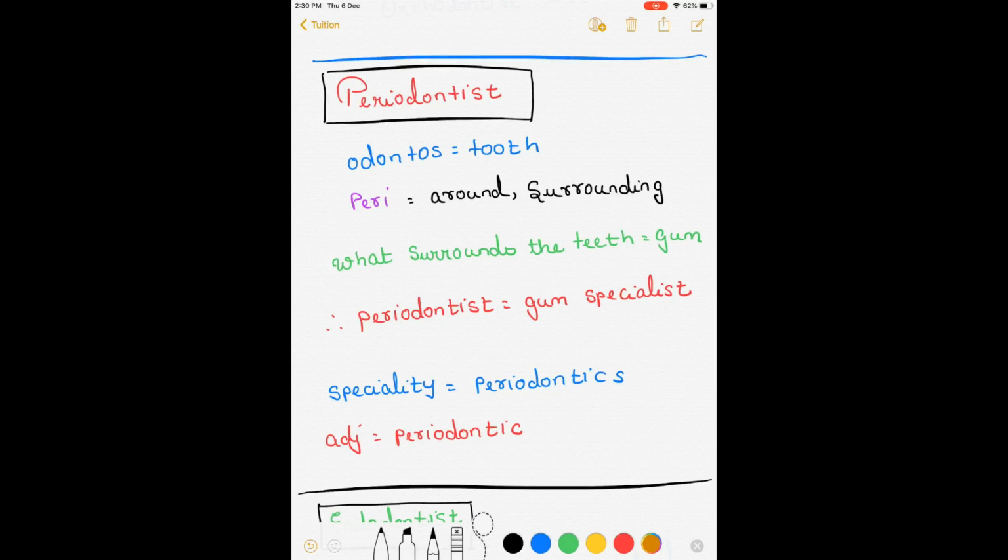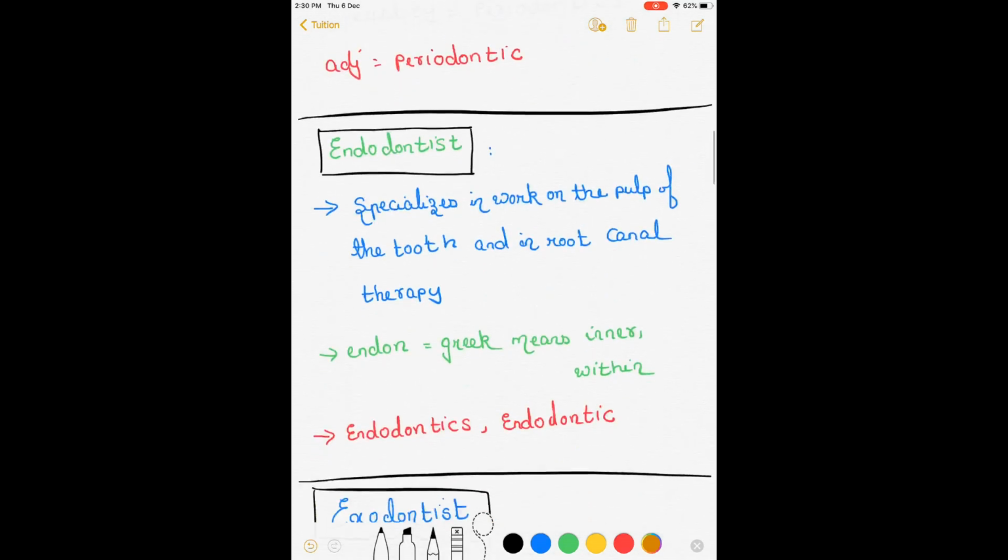So periodontist, periodontics, periodontic. Very easy. Just by looking at the word. Odontos, you know, means tooth, and peri means surrounding the teeth. What is it? It's gum. So you're a gum specialist.